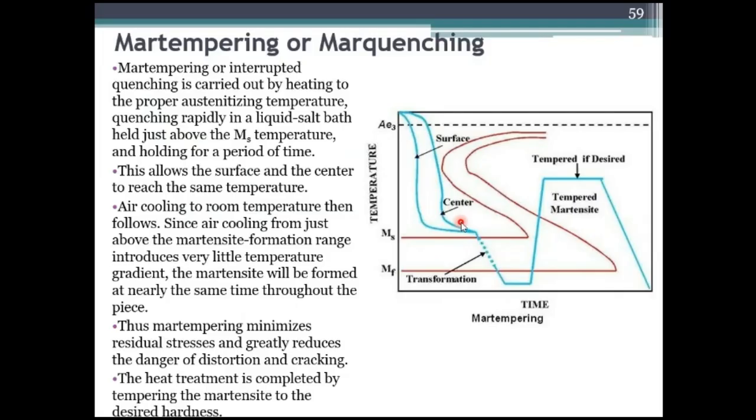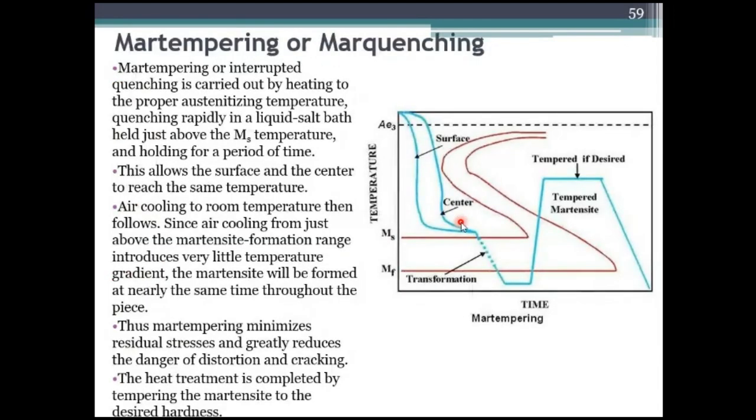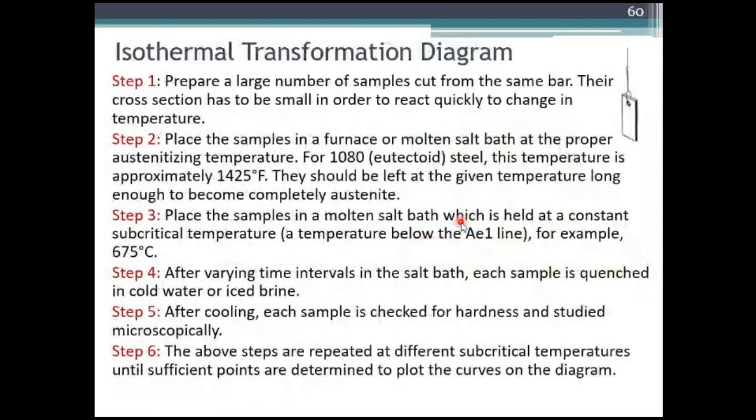So martempering also minimizes the residual stresses and reduces the danger of distortion or cracking. Usually the heat treatment will be completely tempering the martensite to a comparatively desired hardness compared to the other process. So these are the various types of heat treatment processes.